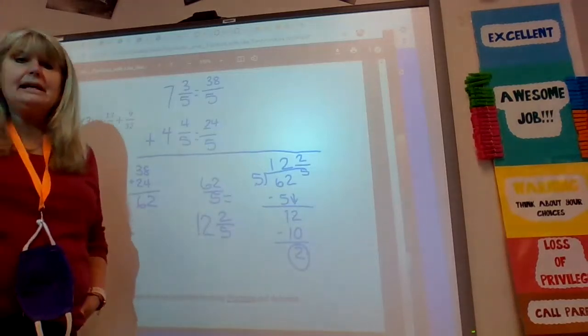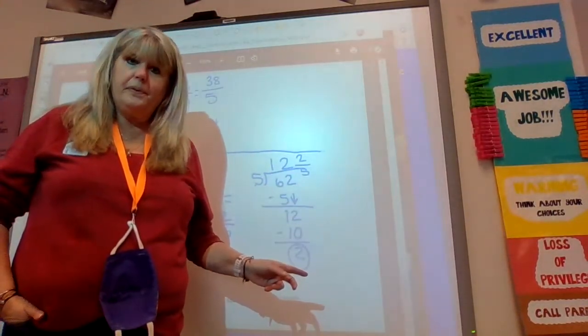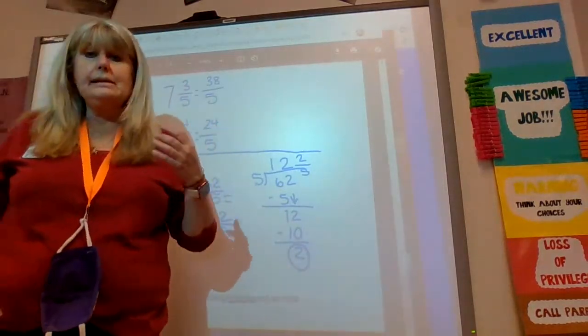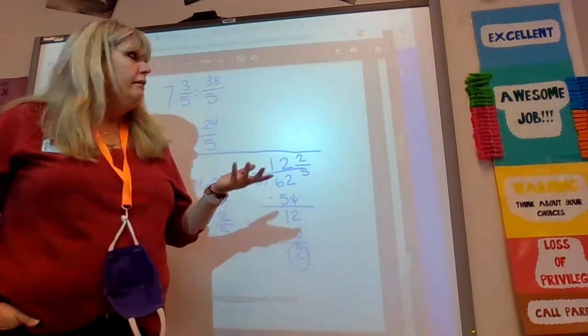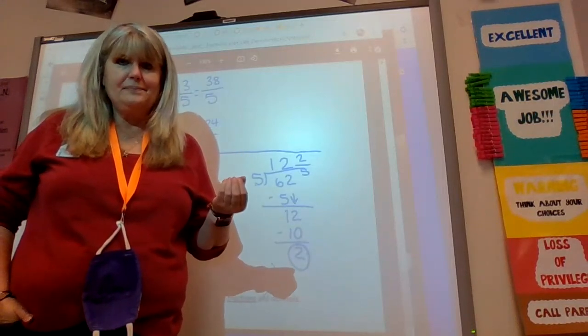Okay, guys, during the lesson, you need to refer back to your notes to help you. Okay? So today's lesson is about adding and subtracting fractions that have like or the same denominators.